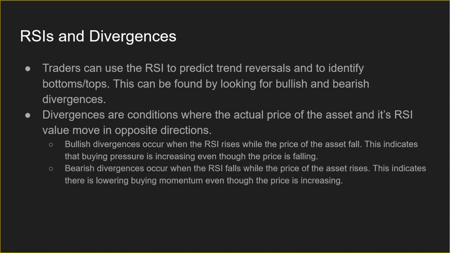Now, a bearish divergence occurs when the RSI falls while the price of the asset rises. This indicates that buying pressure is weakening. Buying momentum is lowering, even though price is increasing. We're starting to see that maybe the price increases are unfounded or not supported by the buying pressure. And if buying pressure is weakening, selling pressure will soon fill that void. It will soon increase.